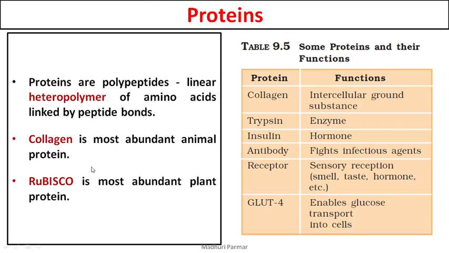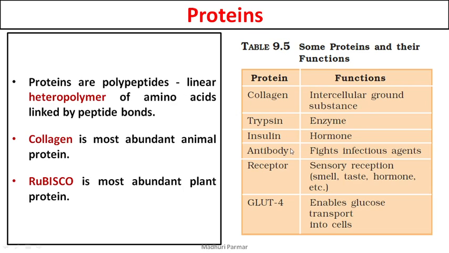Here is a table from your textbook of different proteins and where they are found. So collagen is intercellular ground substance, which means between two cells and underneath those cells. Have you ever heard of the term basement membrane? That basement membrane also has a lot of collagen. Clear? Some support material on which the cells can be present. Then you have trypsin. This you would have studied in your pancreas or digestion. You have enzyme trypsin, which is secreted to digest proteins. Then insulin. Insulin is a hormone which is secreted by your pancreas.